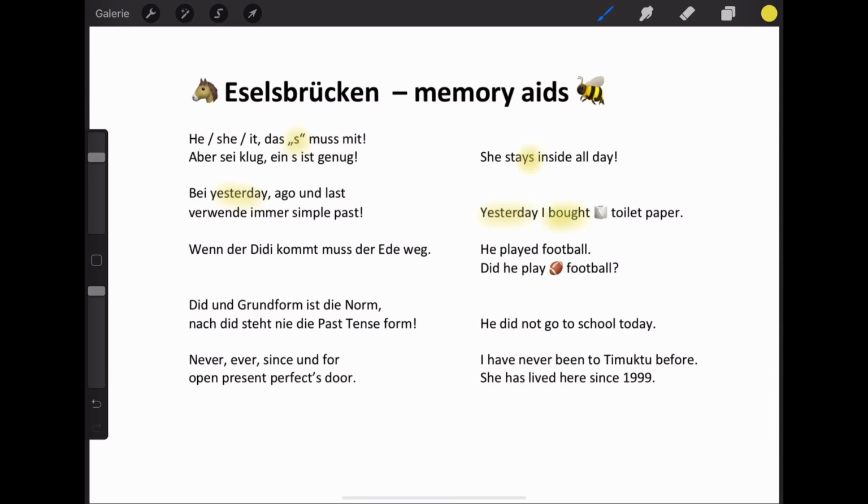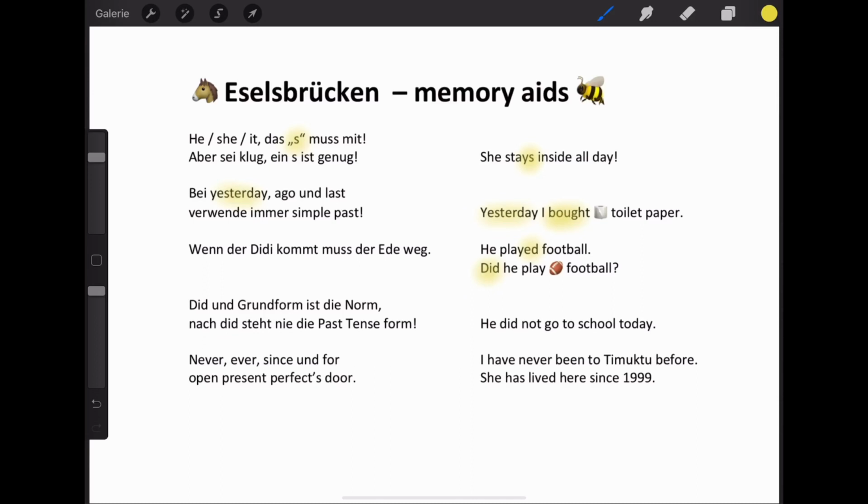The third one, wenn der Didi kommt, muss der Ede weg. Didi, that's the did here. Ede, that's the Ede here. That means if you have a question, you need a Hilfsverb. And if you have a Hilfsverb, the tense is always in the Hilfsverb. He played football. Did he play football?